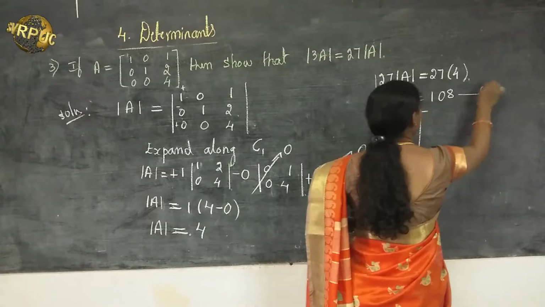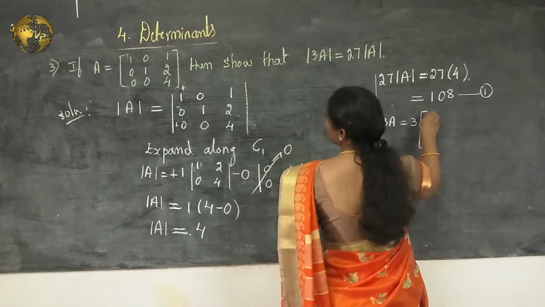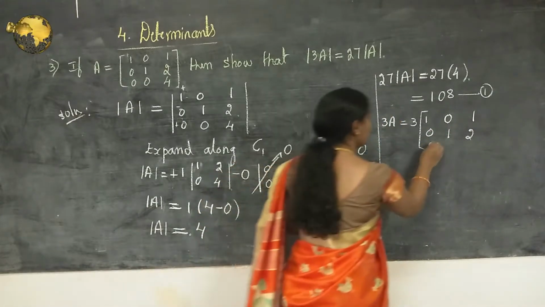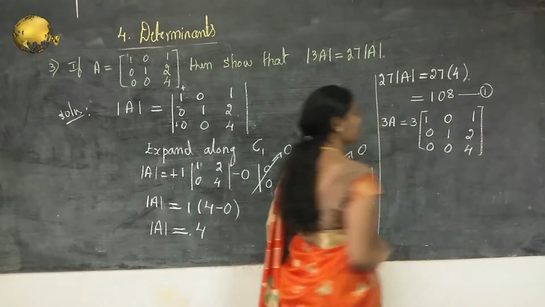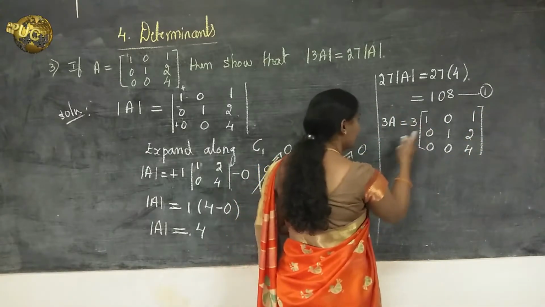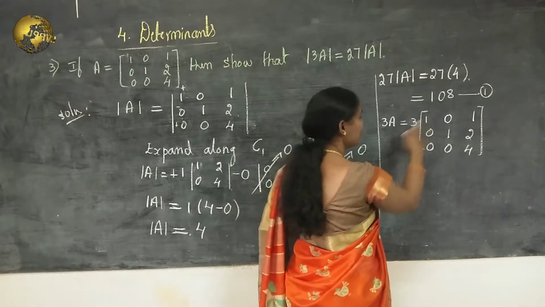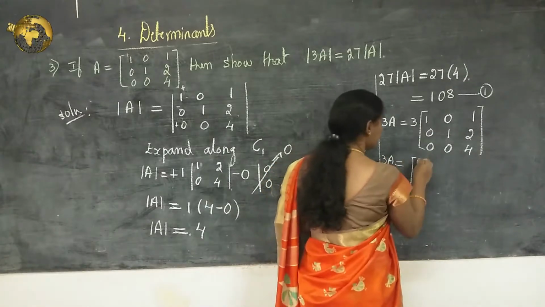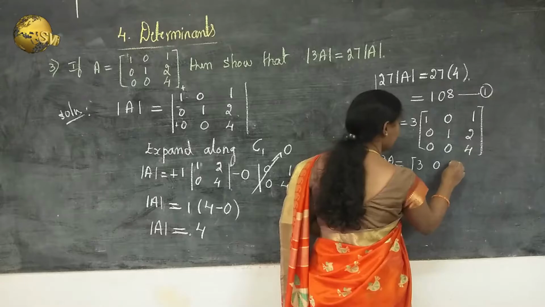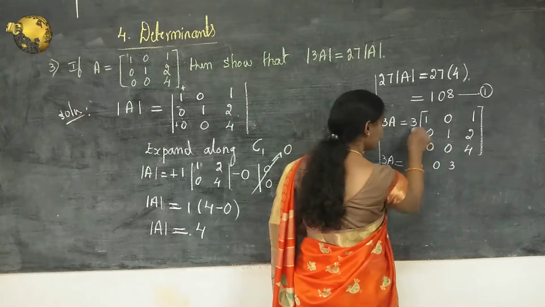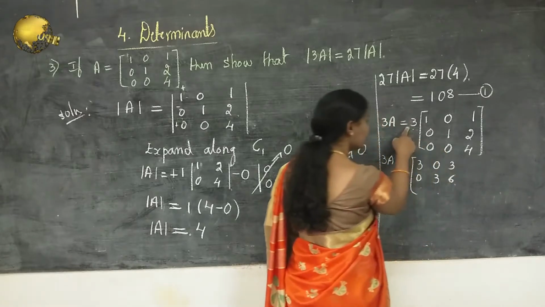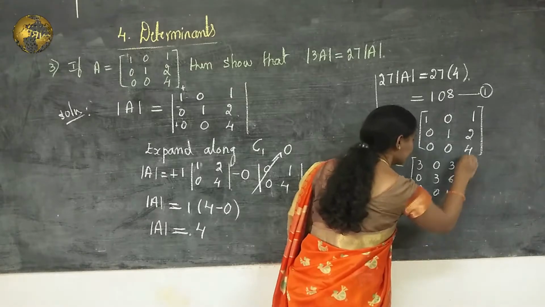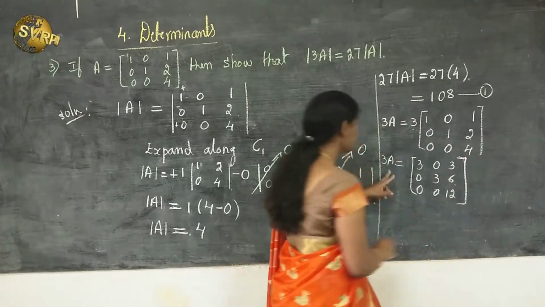I take this as equation 1. The matrix is 1, 0, 1, 0, 1, 2, 0, 0, 4. So 3 into A is a scalar multiple, multiplication of a matrix with a scalar. So 3A is: 3 ones are 3, 3 zeros are 0, 3 ones are 3; then 3 zeros are 0, 3 ones are 3, 3 twos are 6; 3 zeros are 0, 3 zeros are 0, 3 fours are 12. This is the matrix 3A.